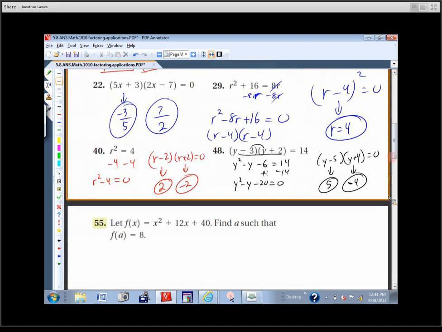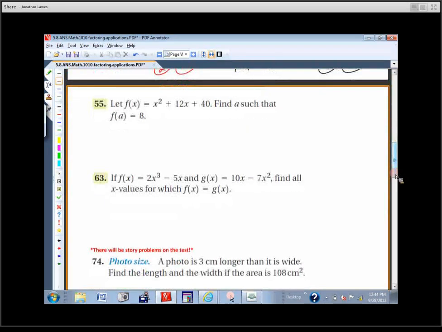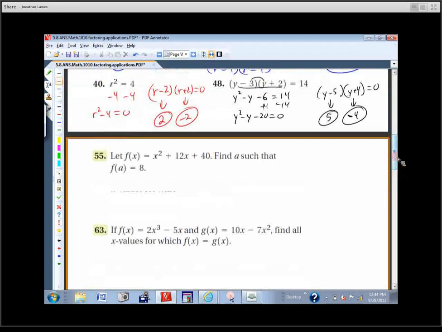Okay, flip the page over. You've got a few problems that look like this. It says f of x is x squared plus 12x plus 40. Find a such that f of a equals 8. F of a equals 8. Okay, now, I'm going to ignore these instructions right here.